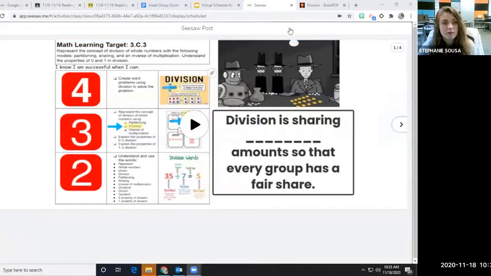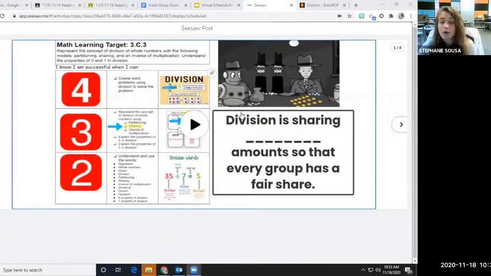Alrighty, we are going to continue on with our exploration of division today. We've learned that division is repeated subtraction and makes groups smaller. Today we're going to take a look at some real-life examples of that happening. So here is our success criteria for division.